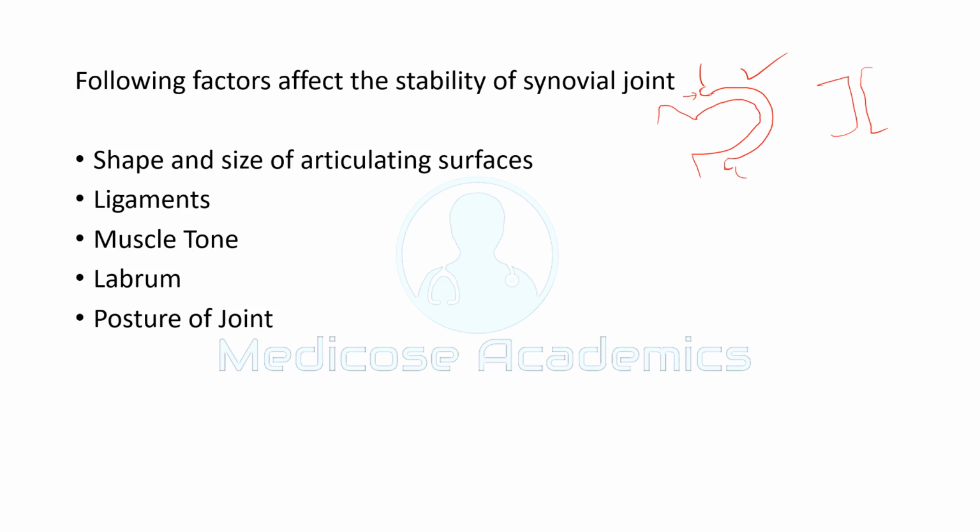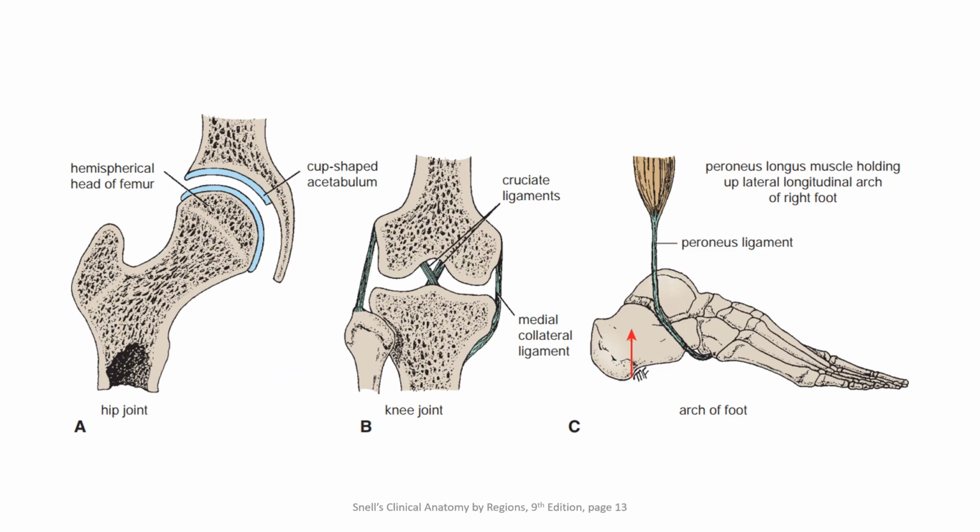And the posture of the joints. Some joints are more stable in a particular position as compared to some other position. For example, when the hips are flexed and adducted, they are more prone to get dislocated, just like when a person gets in a car accident while sitting on the seat. So these are the factors that affect the stability of a joint. You can use these for any joint whenever there is a question asked about stability.